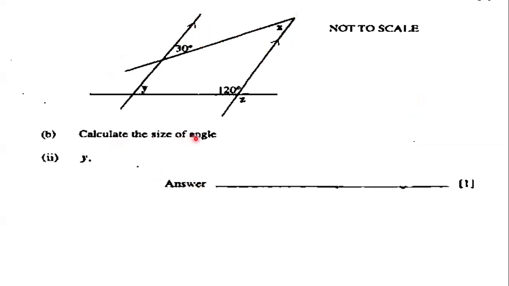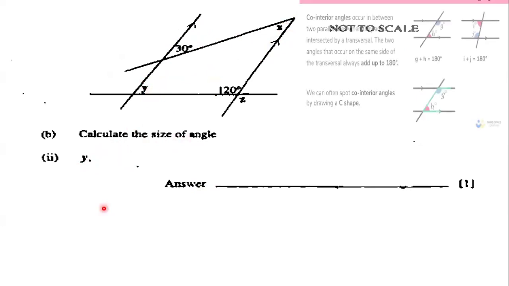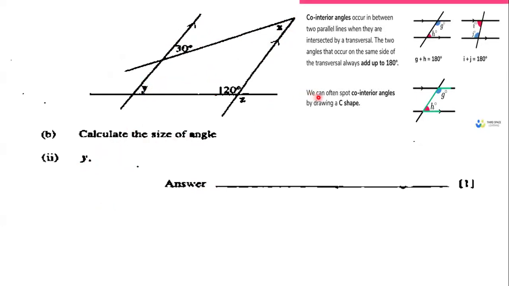It says, calculate the size of angle Y. So we already know that angle X is 30 degrees. Now our goal is to determine the size of angle Y. Notice, according to this chart, that we can often spot co-interior angles by drawing a C shape. And so we're going to draw a C shape on this diagram. And notice that angle Y and the angle whose size is 120 degrees are co-interior angles. The C shape helps us to identify co-interior angles. So angle Y and 120 degrees are co-interior angles.